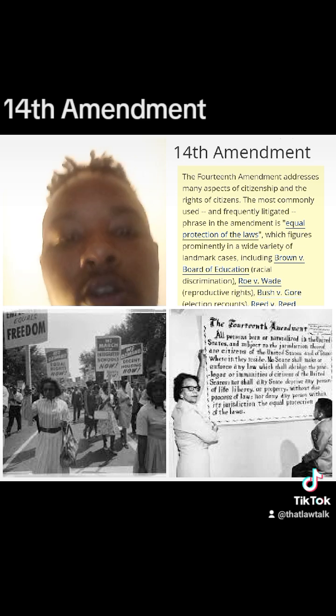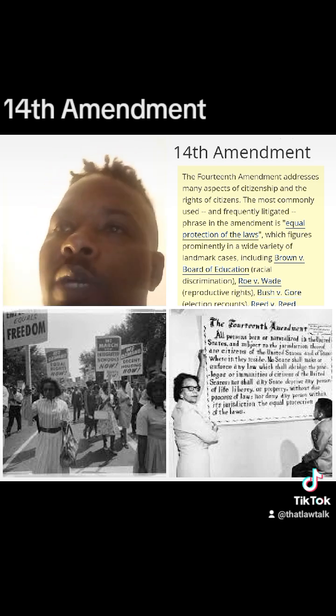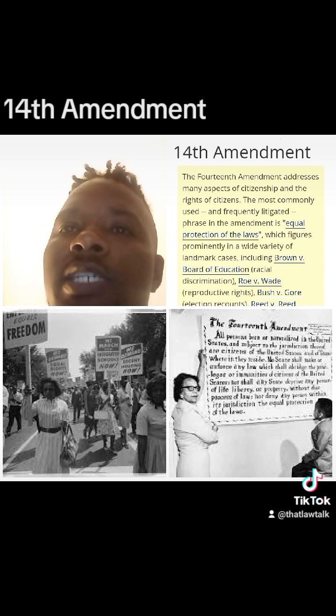Even though they still gave them reparations. They gave slaveholders reparations. That's wow. That ending sentence was wow. Enforcement Clause. This clause grants Congress the authority to enforce the provisions of the 14th Amendment through appropriate legislation.